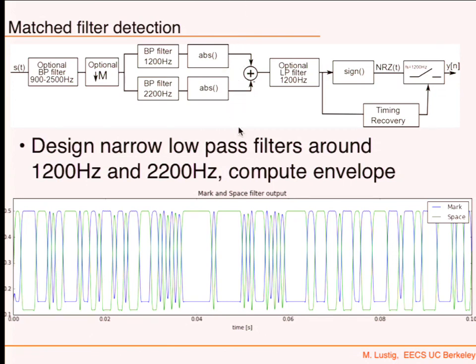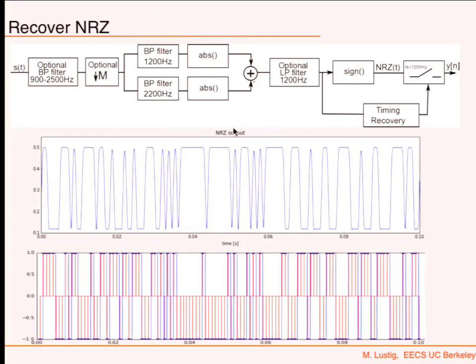Then you're going to compute the difference and then have an optional low-pass filter and then take the sign. And the result of that would be this. This is the NRZ output. It switches between... Oh, I made a mistake. I'm sorry. This is not the right one. Anyway, I made a mistake in the graph. This should have been sweeping between -1 and +1. Anyway, I apologize for that.